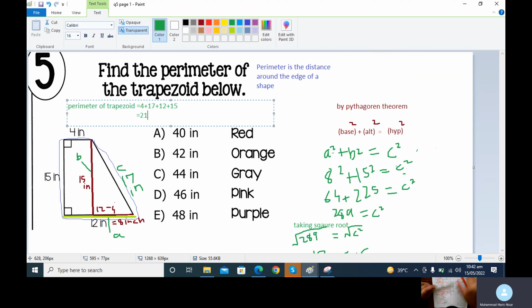4 plus 17 is 21. 12 plus 15 is 27. 21 and 27: 1 and 7 equals 8, 2 and 2 is 4. So 48 inch.